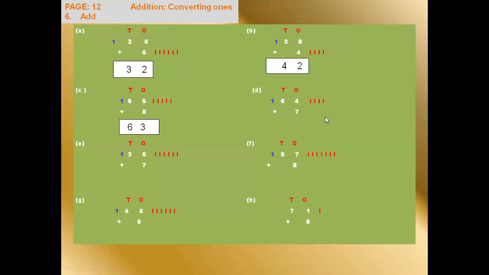D part. 64 plus 7. First we add these two digits, 4 plus 7. So 4 is the smaller. So draw 4 lines, 1, 2, 3, 4. And after 7, we start counting 7, 8, 9, 10, 11. Okay, 11, write 1 here and 1 go the next, right here. So 6 plus 1, 7. So 64 plus 7, 71. Okay, boys, understand?